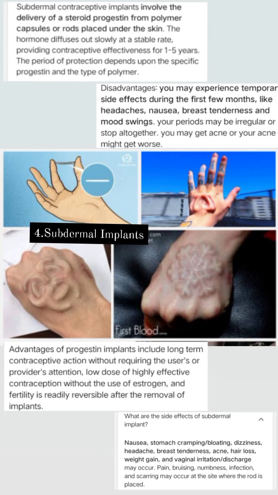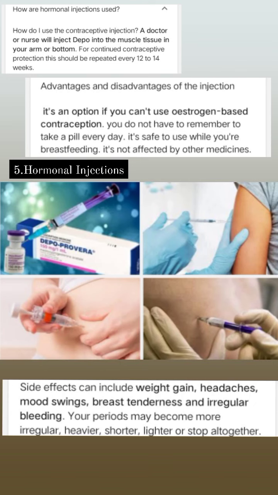The side effects of subdermal implants: nausea, stomach cramping, bloating, dizziness, headache, breast tenderness, acne, hair loss, weight gain, and vaginal irritation. Discharge may occur. Pain, bruising, numbness, infection, and scarring may occur at the site where the rod is placed. Number 5. Hormonal injections.